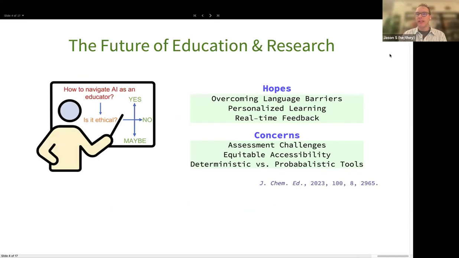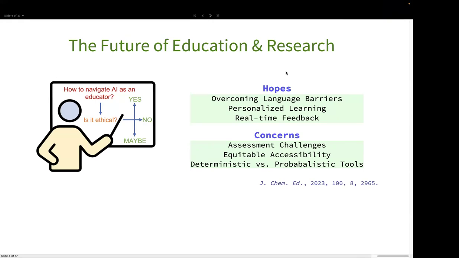Now, I wouldn't be a good academic if I didn't reference the literature. I am not the first, or the only, chemist to be thinking about ChatGPT and how it could be used in the classroom or in research. There are a few articles that I'd like to share with you that I think really help get the point across.